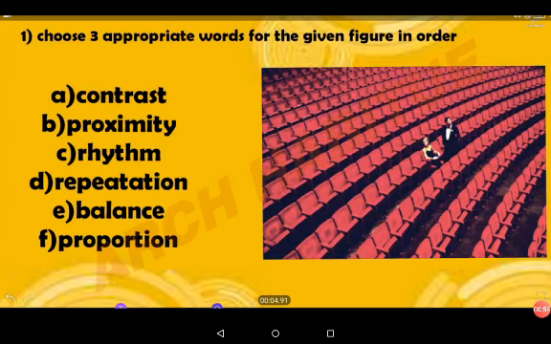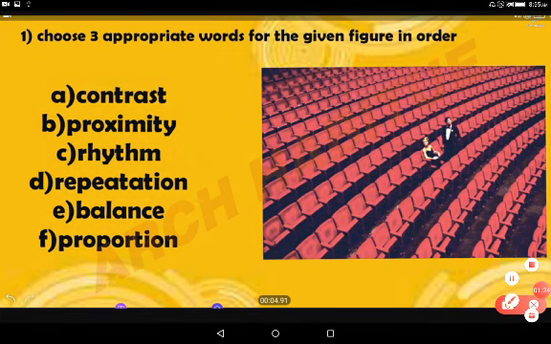Moving on to first question. Choose 3 appropriate words for the given figure in order. In order means you should preferentially select the options. So the most appropriate one should be the first option, second should be the next appropriate word, and then the last. Okay, so in this clearly we can see the proximity. Okay, and we can check one by one.